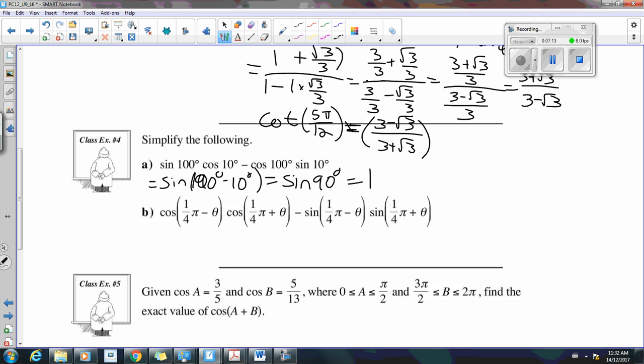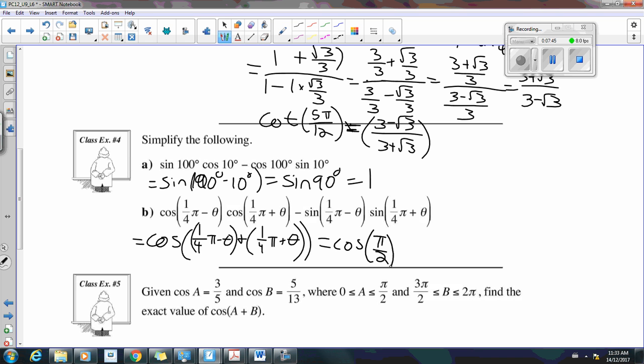So same thing with cosine now. We have cos of 1/4 pi minus theta times cos of 1/4 pi plus theta, etc. We see if we look at our formula sheet, this looks like the cosine sum identity, where angle A is 1/4 pi minus theta, and angle B is 1/4 pi plus theta. Wow, that means those thetas cancel out, and we're just left with the cosine of pi over 2, because 1/4 pi plus 1/4 pi is 1/2 pi, or pi over 2, and the cosine of pi over 2 is 0.